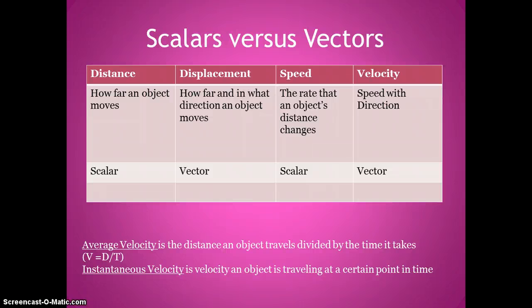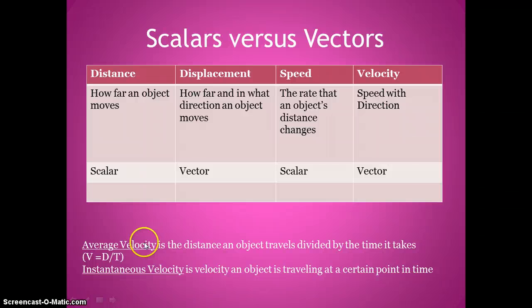Let's talk about the differences between distance, displacement, speed, and velocity. Distance: how far an object moves. That would be a scalar quantity. Displacement: how far and in what direction an object moves. That would be a vector quantity. Speed: the rate that an object's distance changes. Remember, a rate is a ratio that has time in the denominator. That would be a scalar. Velocity is just speed with direction, and that would be a vector quantity.